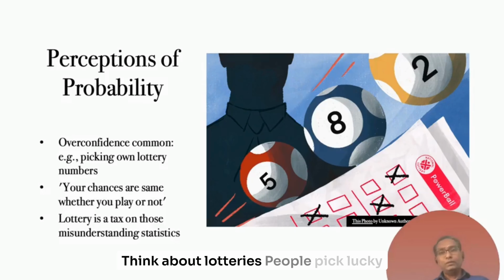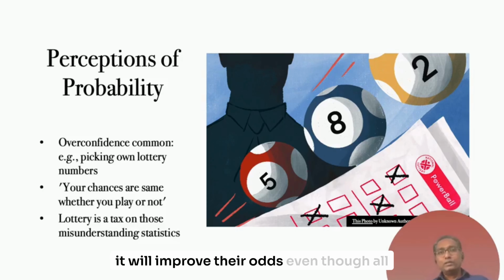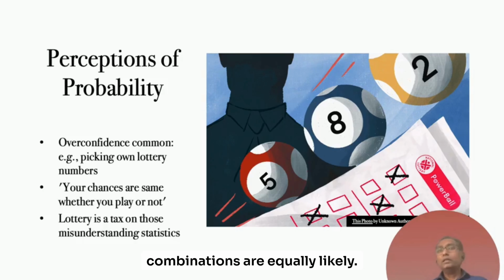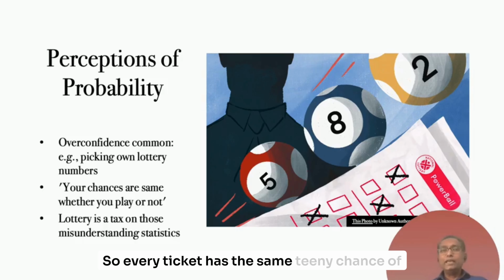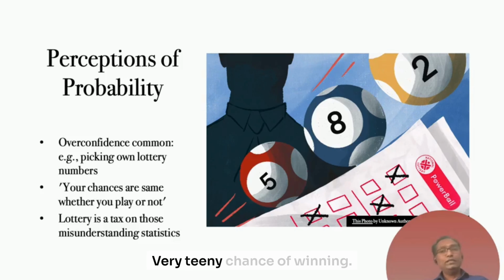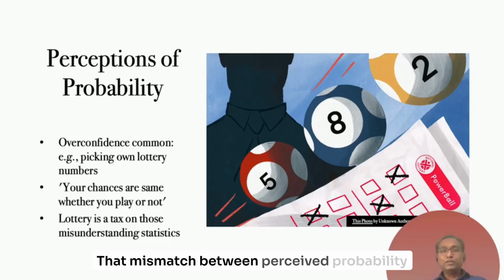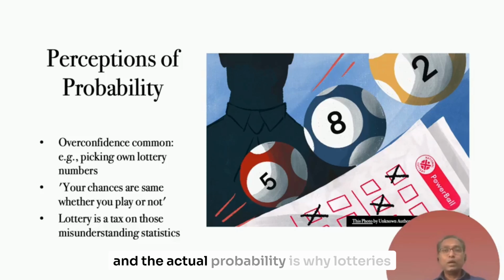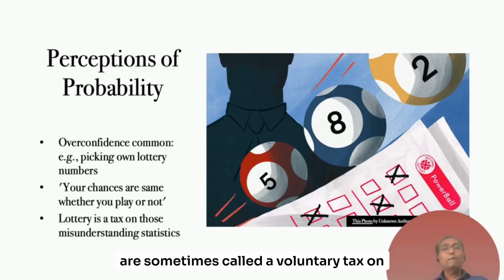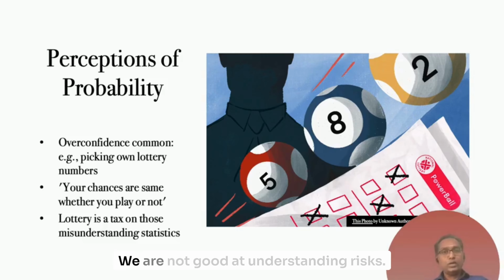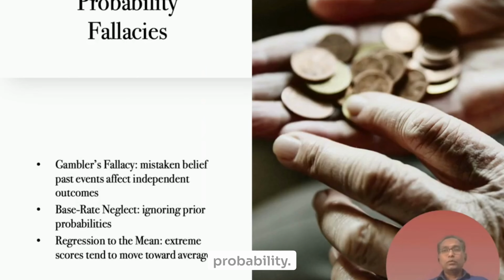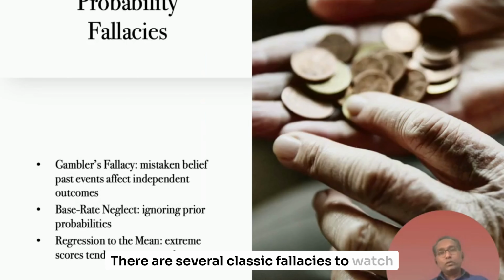Think about lotteries. People pick lucky numbers or birthdays, convinced it will improve their odds, even though all combinations are equally likely. So every ticket has the same teeny, very teeny chance of winning. That mismatch between perceived probability and the actual probability is why lotteries are sometimes called a voluntary tax on misunderstanding risks. We are not good at understanding risks. So let's look at some fallacies of probability. There are several classic fallacies to watch out for, but let's look at some classic ones.